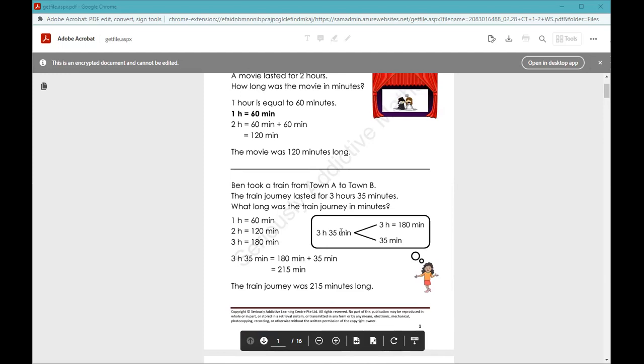Okay, so the idea of doing this is breaking the hours and minutes apart first. So 3 hours, 35 minutes. You can draw it on the board if you like, on the screen. It's broken up into 3 hours and 35 minutes. So 3 hours is 180. 180 plus 35 would be 215.